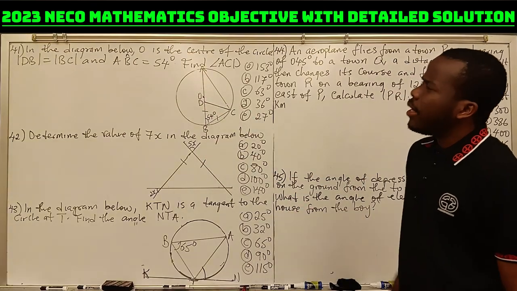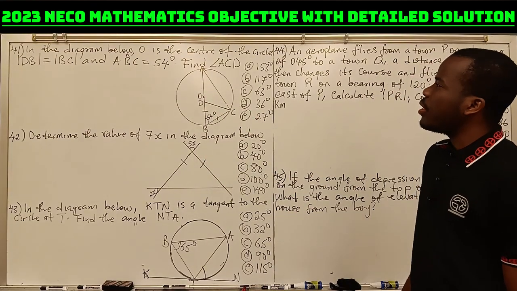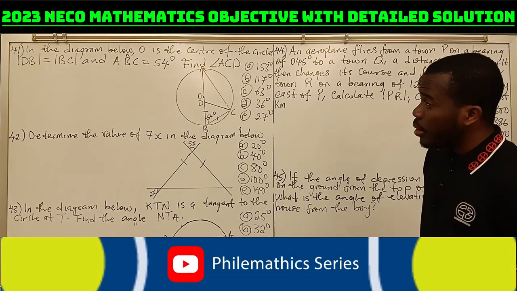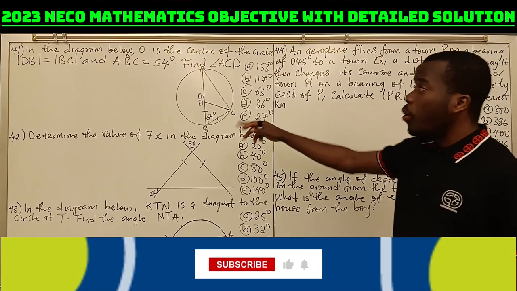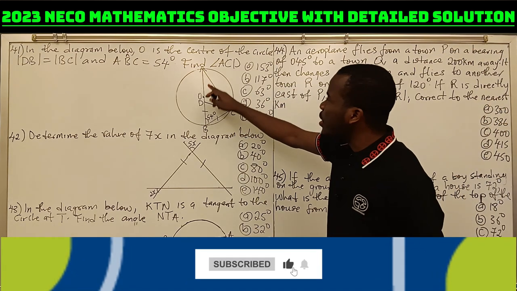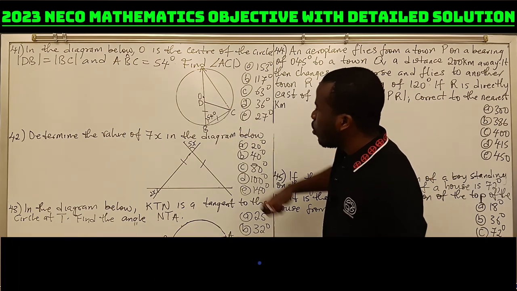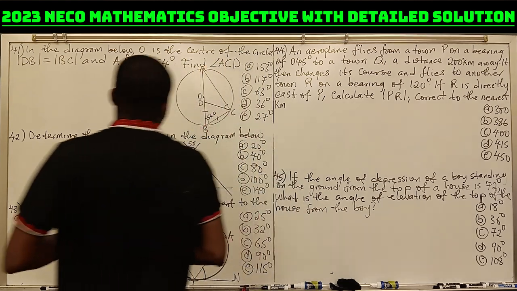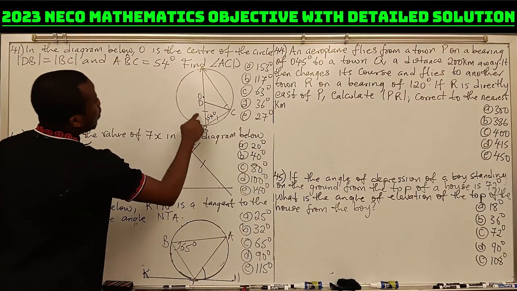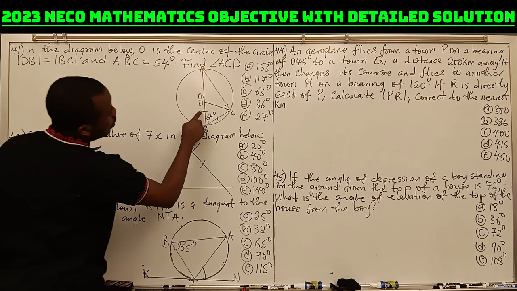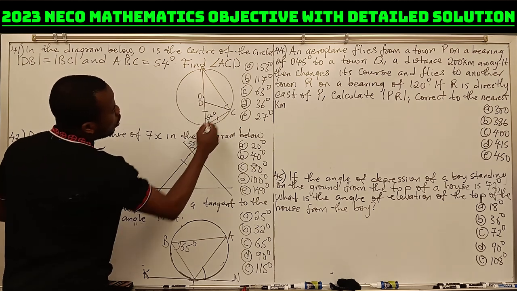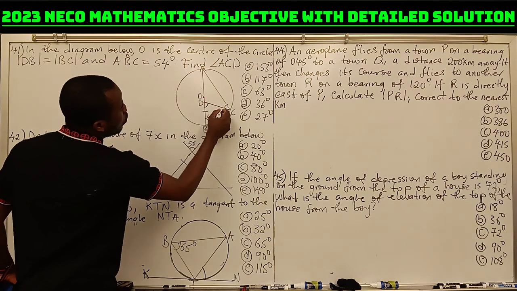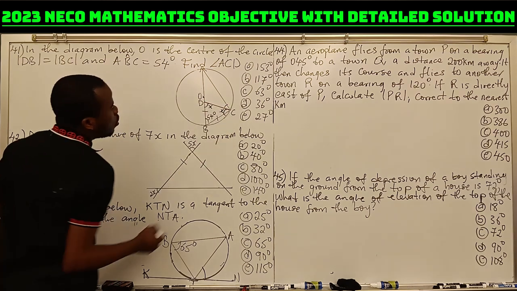The next question says, in the diagram below, O is the center of the circle, line DB equals line BC, and angle ABC is 54 degrees. Find angle ACD. So we are looking for this angle. These two lines, from what they told us, are equal. So if these two lines are equal, it means their angles have to be equal. So if we call here x, we call here x.